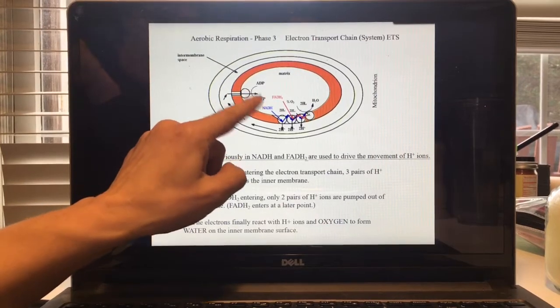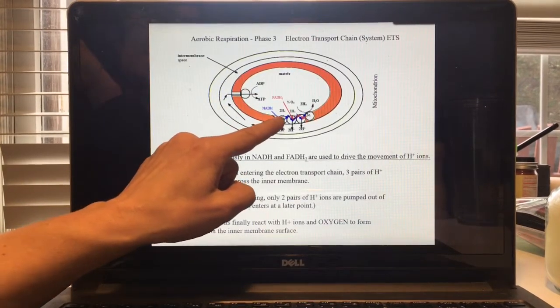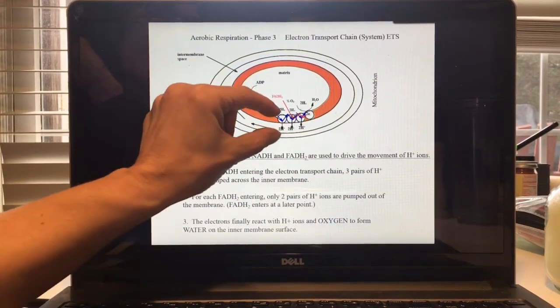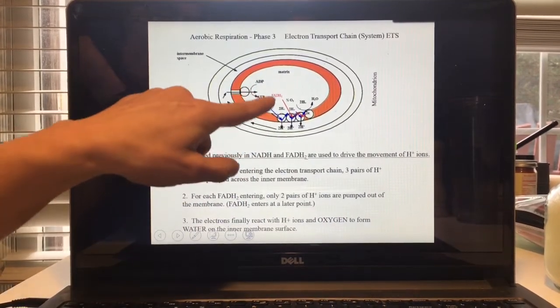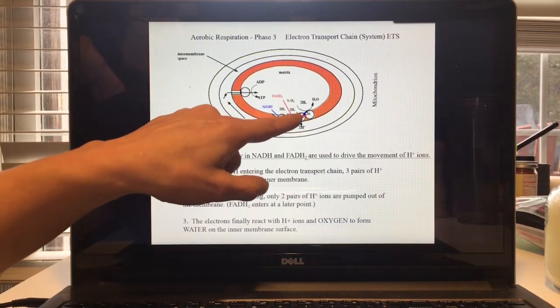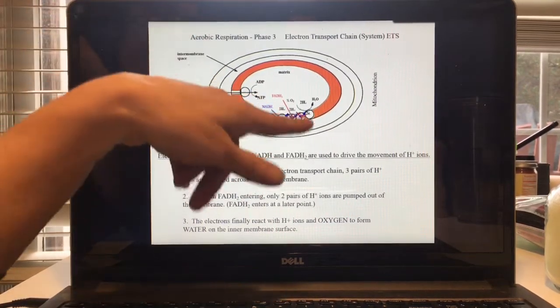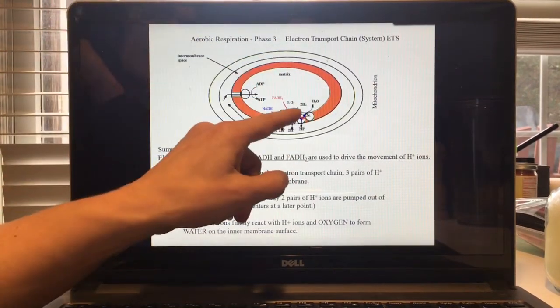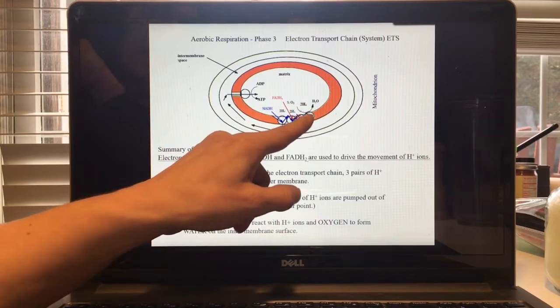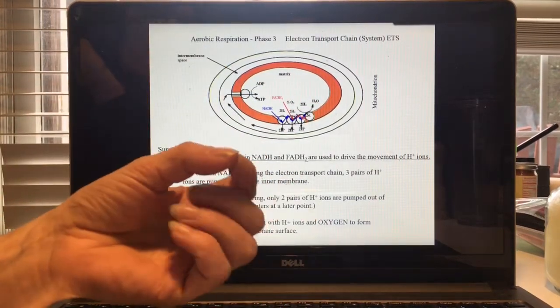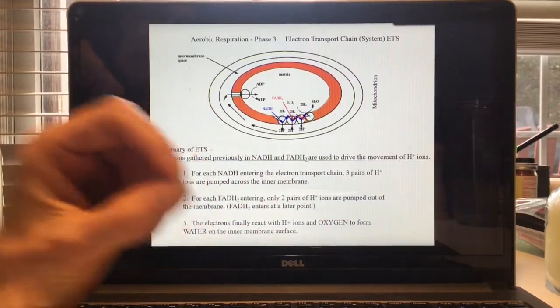So just once more, the NADH powers 3 pumps, and therefore 3 pairs of hydrogen ions are pumped into the space between the membranes. And FADH2, which is shown in red here, powers 2 pumps. And in either case, the electrons and hydrogen ions are joined with oxygen to make water at the end. And without that, you'd have a buildup of electrons and hydrogen ions, and the whole process would really stop.